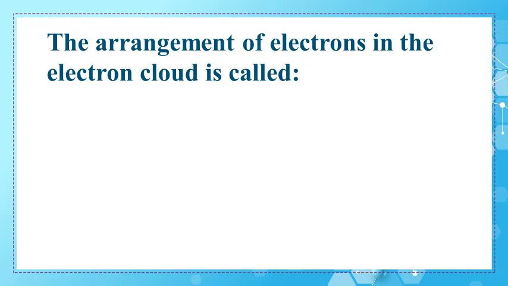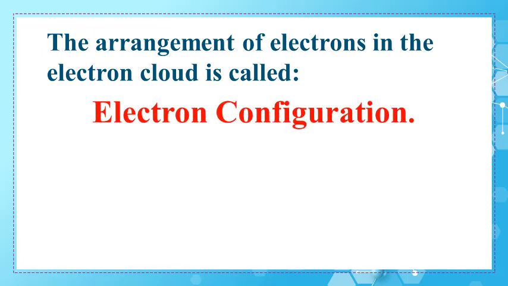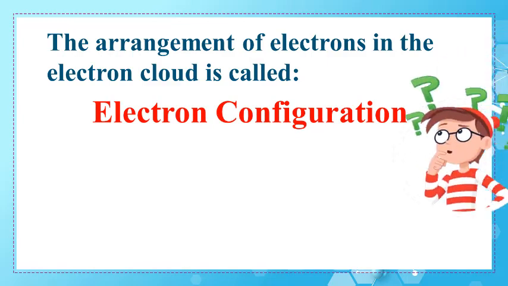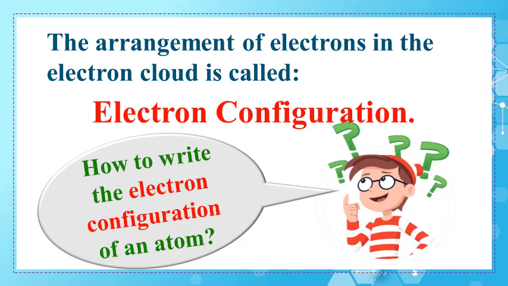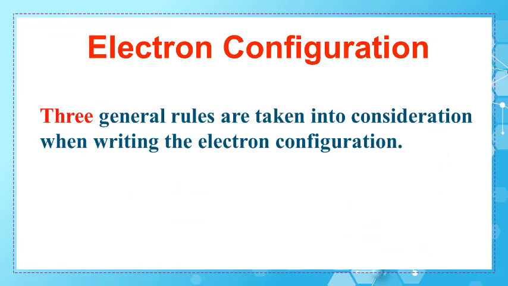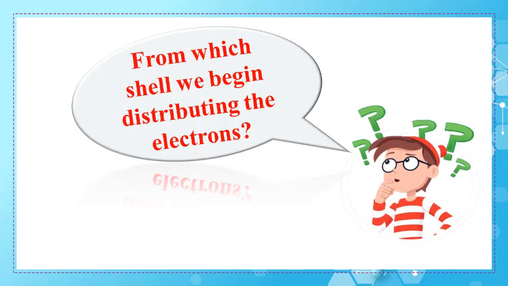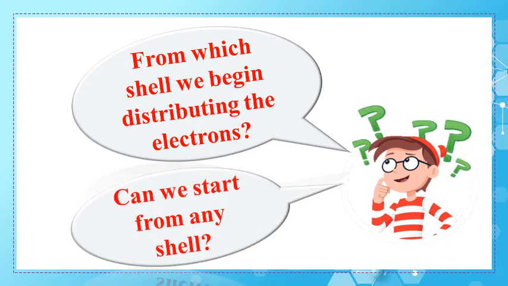The arrangement of electrons in the electron cloud is called electron configuration. But how to write the electron configuration of an atom? In fact, there are 3 general rules that are taken into consideration when writing the electron configuration. Regarding the first rule, from which shell we have to begin distributing the electrons? Can we start from any shell?